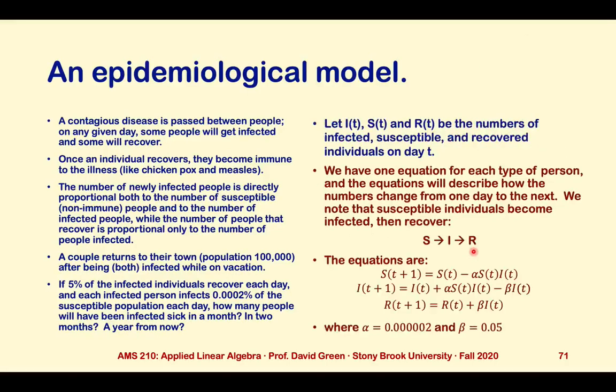Once we have our variables defined, we can think about writing down our problem. Right? What we're going to have is one equation for each type of person. Infected individuals, susceptible individuals, recovered individuals. And the equations are going to describe how the numbers change from one day to the next. This is not that different than the stochastic model that we just discussed about weather. Right? In that case, we had a counter variable I that said what day are we on, and the equation said what's the probability on day I plus 1 given the probabilities on day I. Here we're going to be looking at what are the numbers of individuals on day t plus 1 given the numbers on day t.